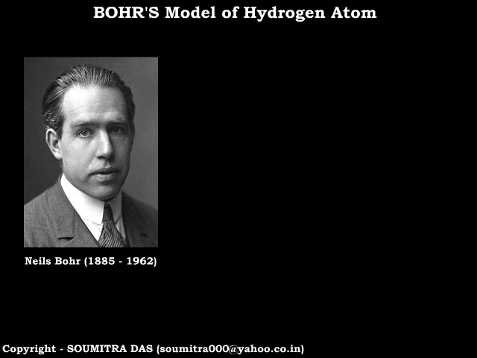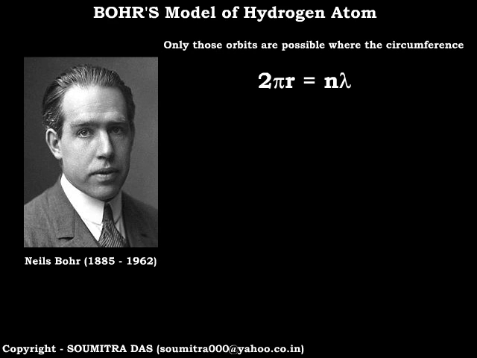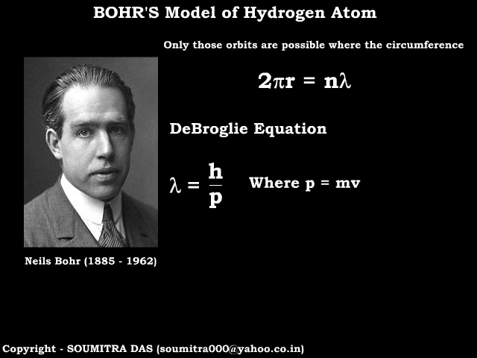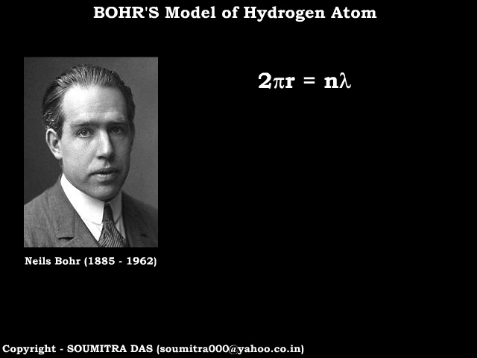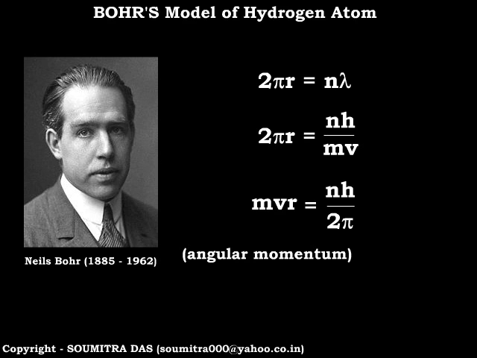Bohr suggested that only those orbits are possible where the circumference 2 pi r is an integral multiple of the wavelength lambda, where lambda is given by the de Broglie equation lambda equal to h by p, where p equal to mv. Therefore, lambda equal to h divided by mv. Now, as per Bohr's suggestion, 2 pi r equal to n lambda, or 2 pi r equal to nh by mv, that is mvr, which is the angular momentum, is equal to nh by 2 pi.